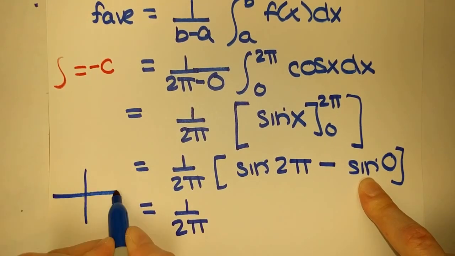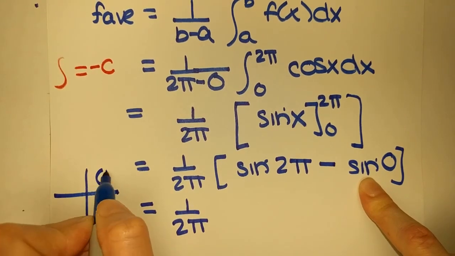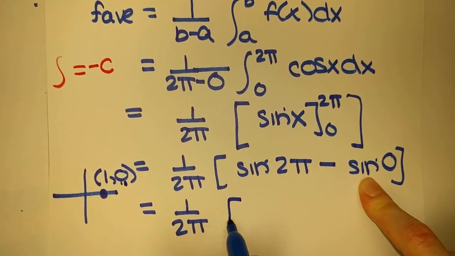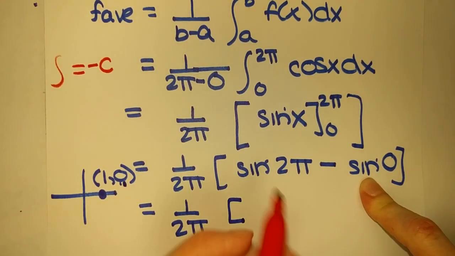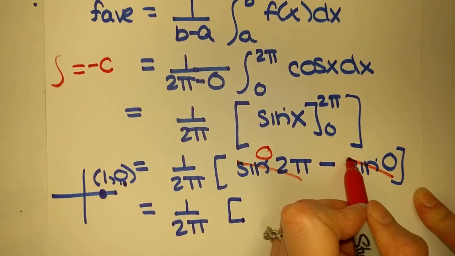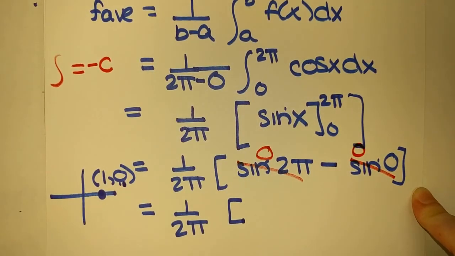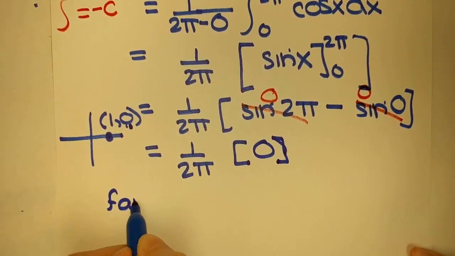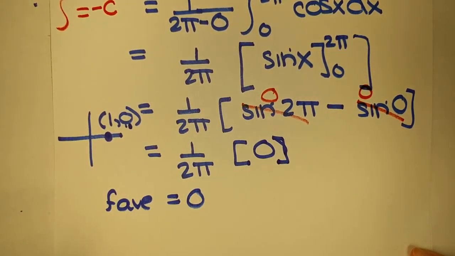Now if we think about our unit circle at 2 pi, we have a coordinate of 1 comma 0, so the y value is equal to 0. So this is going to become 0 here, and then sine of 0 will also be equal to 0. So you'll just have 1 over 2 pi times 0. So you'll get that the average value is equal to 0.